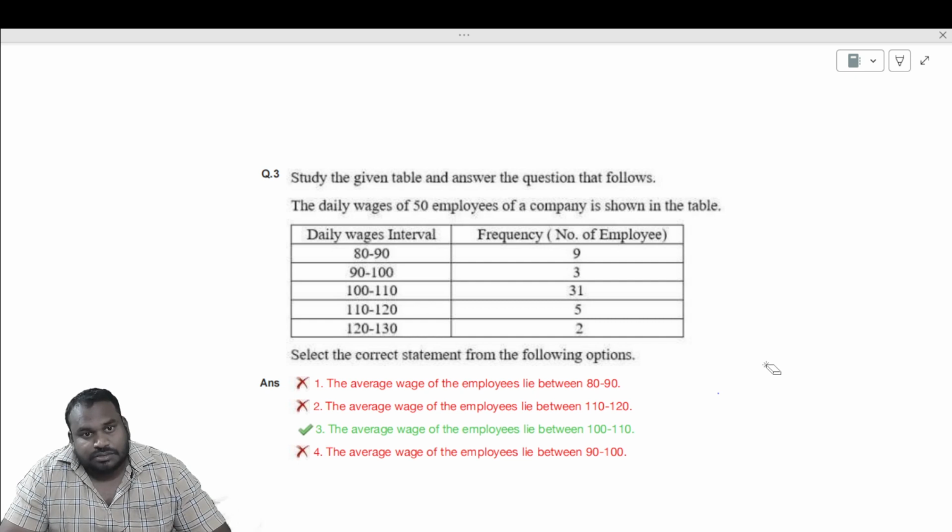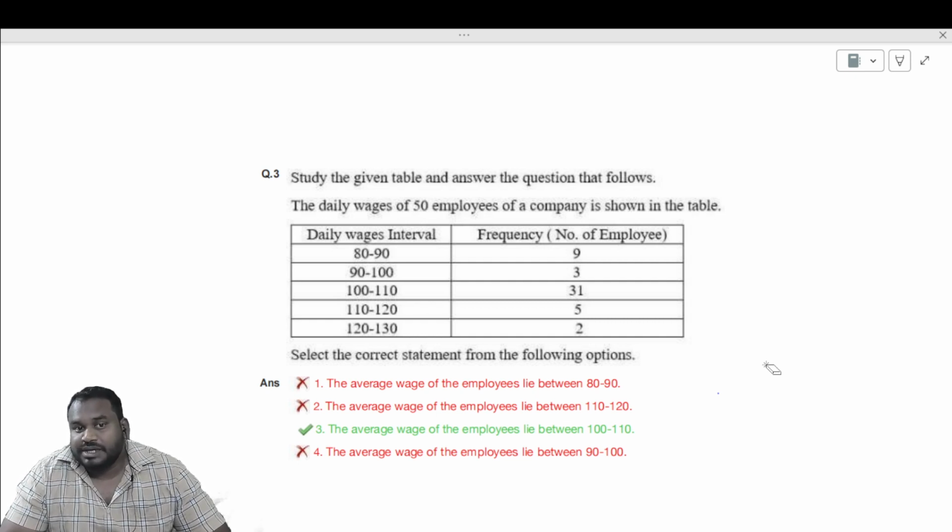Now you're supposed to find their average. Select the correct statement from the following options. By average, we will see the options are like this. The average wage of the employees lies between 80 to 90, 110 to 120, 100 to 110, like that. It is given 90 to 100. It means you're supposed to find their average using the table and verify with the options.